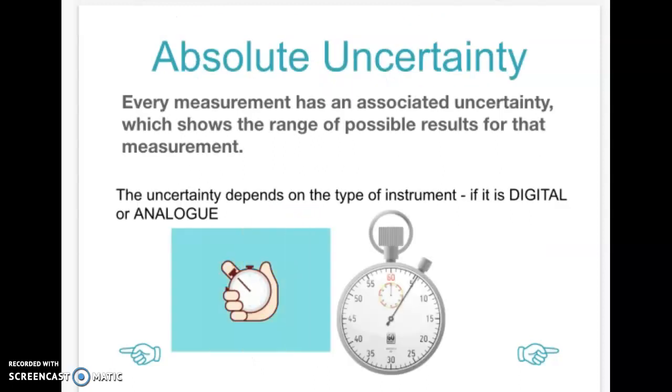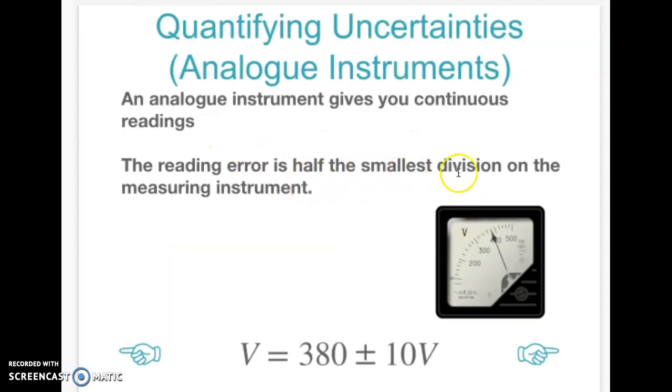Now, the rule for an analog measuring device is half the smallest division on the measuring instrument. So you find the value of the smallest interval, which in this case you can see is 20 volts. If you want to stop the video and check, 20 volts. Then half the smallest division would be 10 volts.